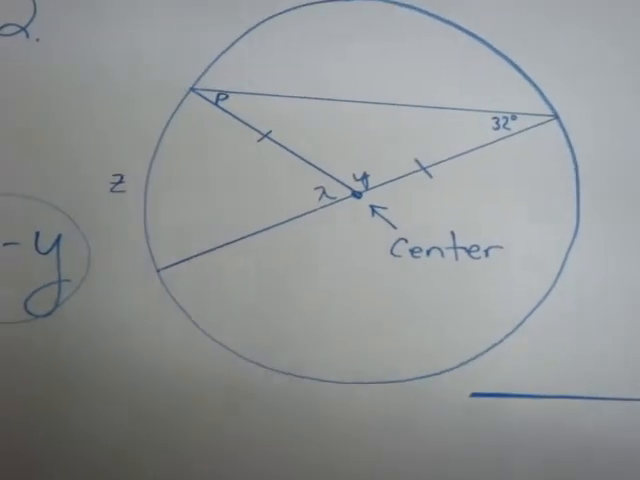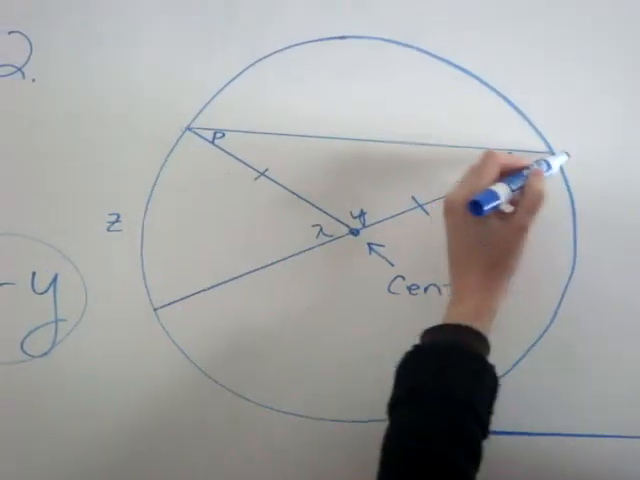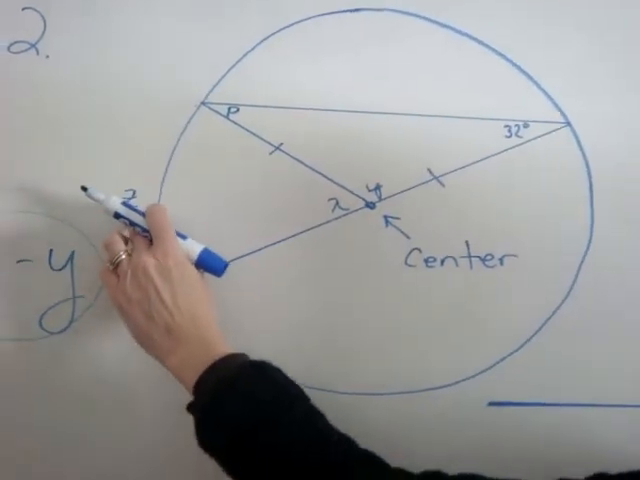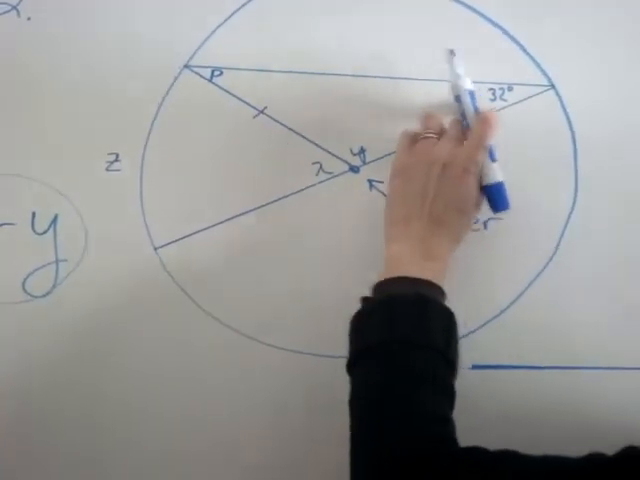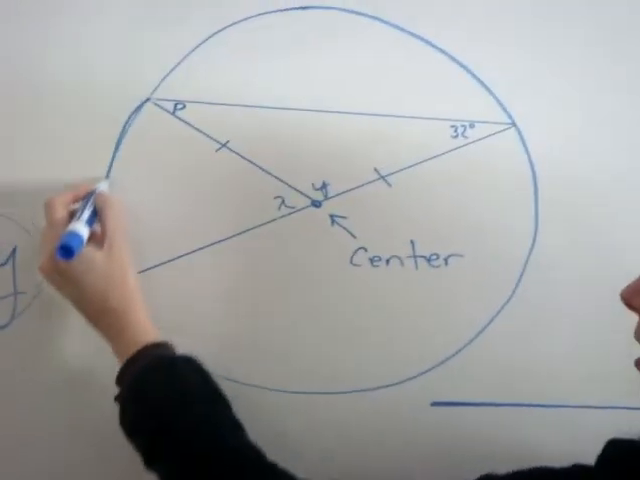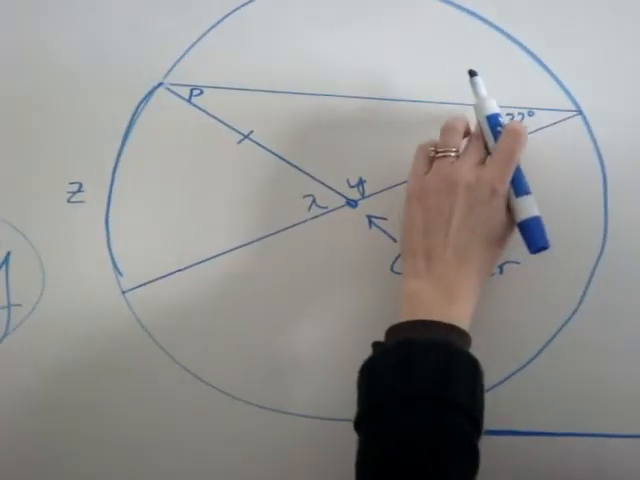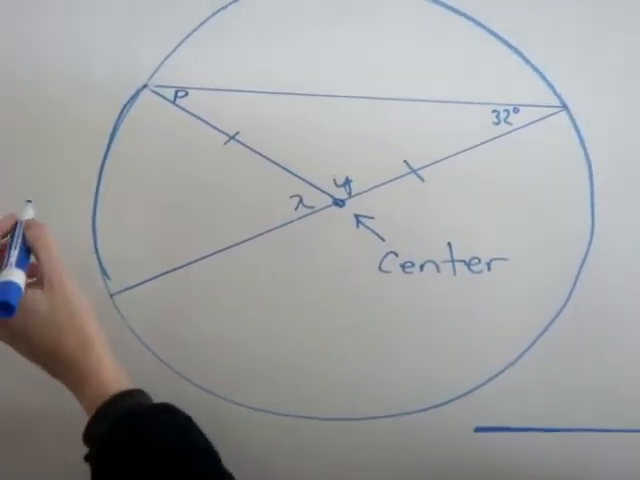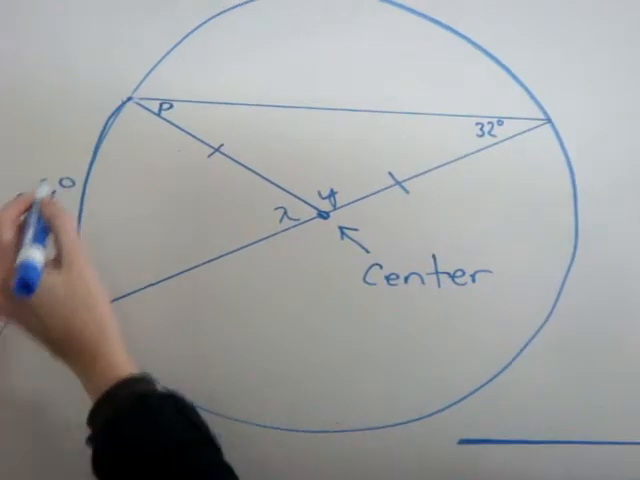The next thing that you know is this is an inscribed angle. If you have an inscribed angle in the circle, the arc is twice whatever the angle is. So the intercepted arc is twice the intercepted angle. Inscribed angle. So that would be 64.